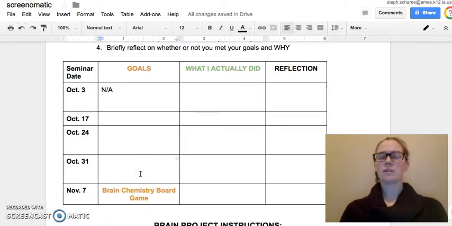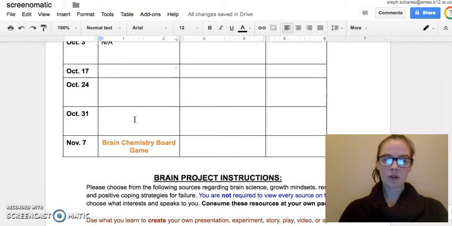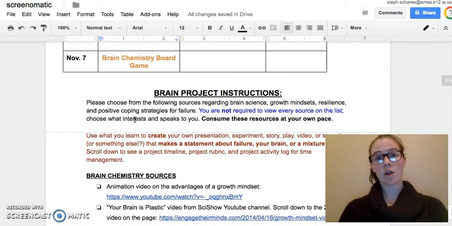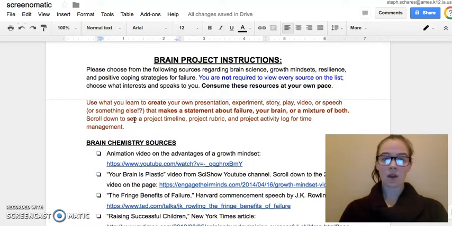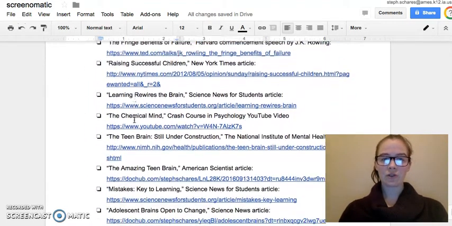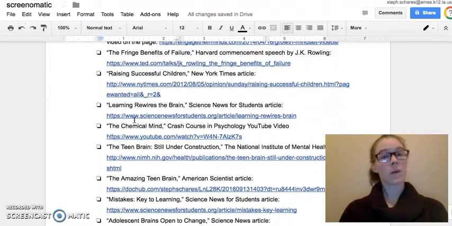Okay, knowing that this is going to be my final project really helps me set specific goals for myself for the next 3 weeks. For example, this week, because I'm doing a brain chemistry board game, I'm going to need to know a lot of science behind the brain. So I'm going to look at my brain project instructions where all the brain research is compiled for you on your Google Classroom. I'm going to choose some of the articles. Remember, you don't have to read all of them. I'm going to choose the ones that apply best to my final project.